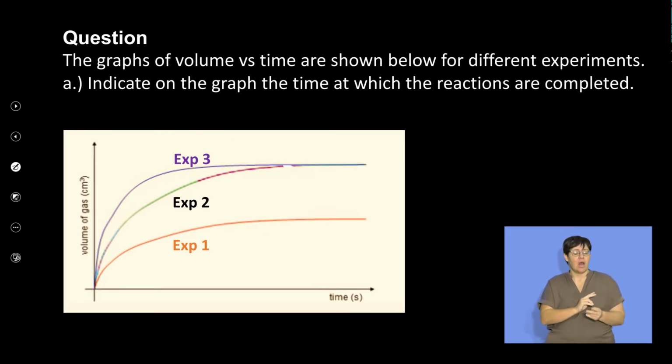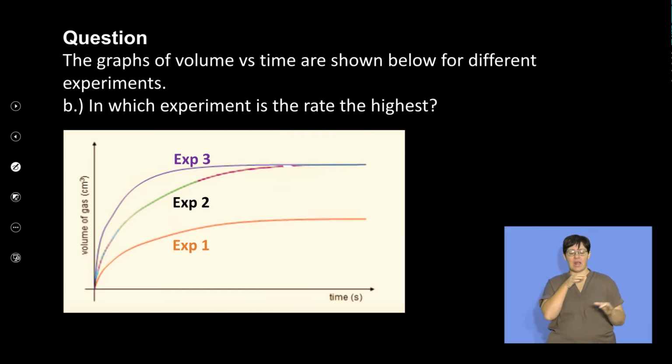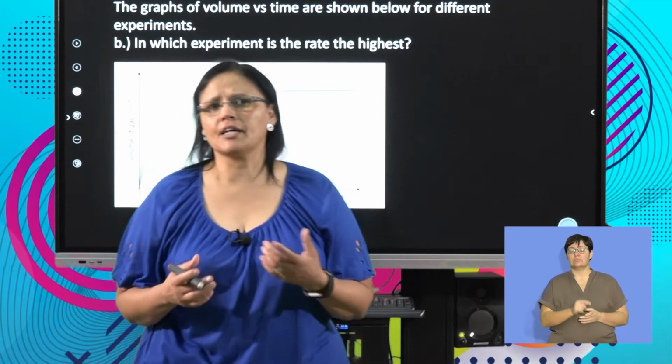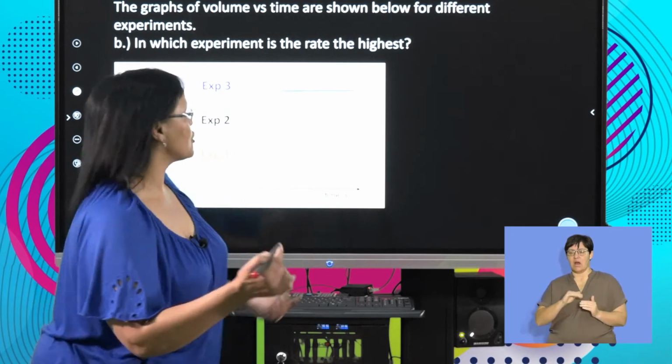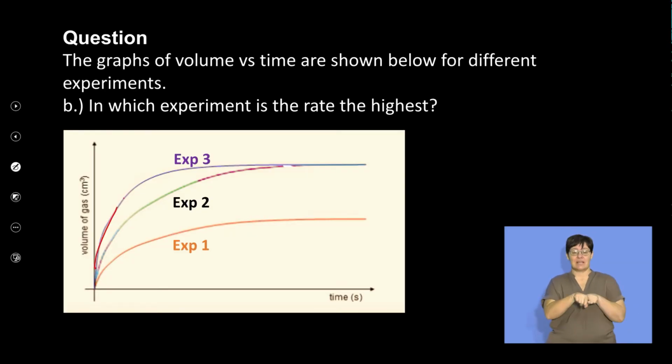Indicate on the graph the time at which the reactions are completed. Now, we know that the reactions are completed as soon as we see parallel lines to the time axis. In which experiment is the rate the highest? Now, how do we know a high rate? A high rate we can always see by looking at the steepness of our gradient. It's normally steepest just after the start. So in experiment 3, we have the highest rate of the reaction.